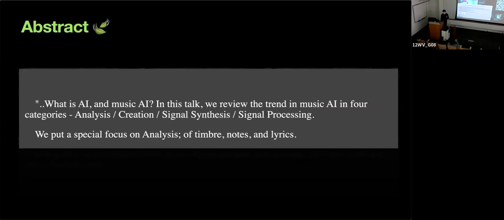Now, this is the actual beginning. Abstract of the talk today. What is AI and music AI? In this talk, we are going to review what's happening in music AI as a field. One special perspective of this talk is that we're going to categorize music AI into four different types: analysis, creation, signal synthesis, and signal processing. Out of the four, we are going to put a little more time on the analysis part, which will then be broken down into timbre, notes, and lyrics.